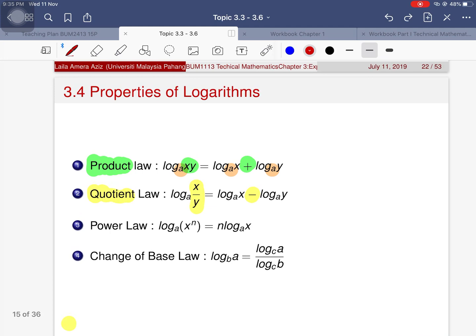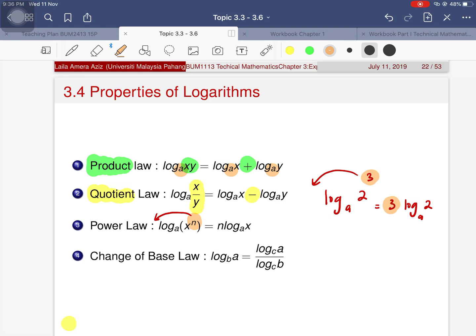And then we also have the power law, which states that if you have log base a of x to the power of n, I can move the n to the front of the function. So it becomes n log base a of x. For example, if I have log base a of 2 to the power of 3, I can move the 3 to the front, so it's going to become 3 log base a of 2. All we do is the power becomes the constant at the front. That is the power law.